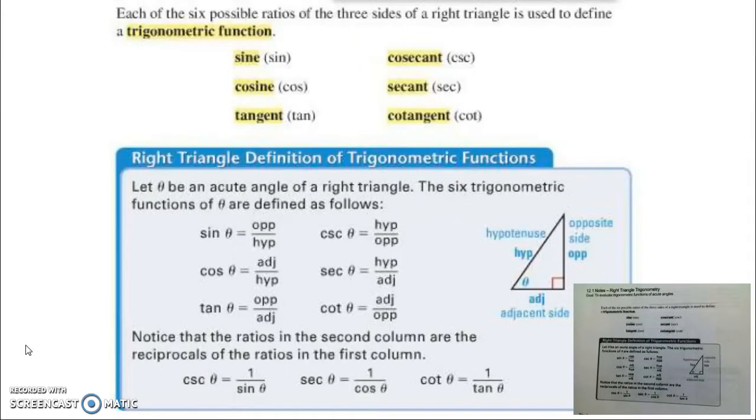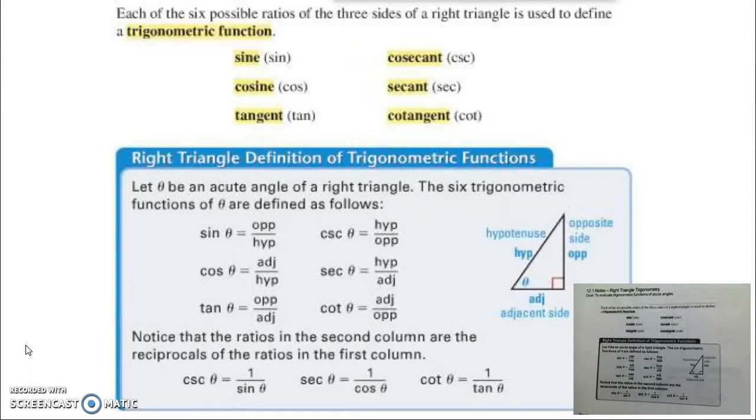So if we use that, what looks like a circle with a line through it, it's a Greek letter theta. And that's a variable that we use to stand for an angle measure. So we say let theta be an acute angle of a right triangle. The 6 trigonometric ratios of theta are defined this way. So sine is taken by finding the length of the side opposite that angle and dividing it by the length of the hypotenuse. Opposite meaning across from.